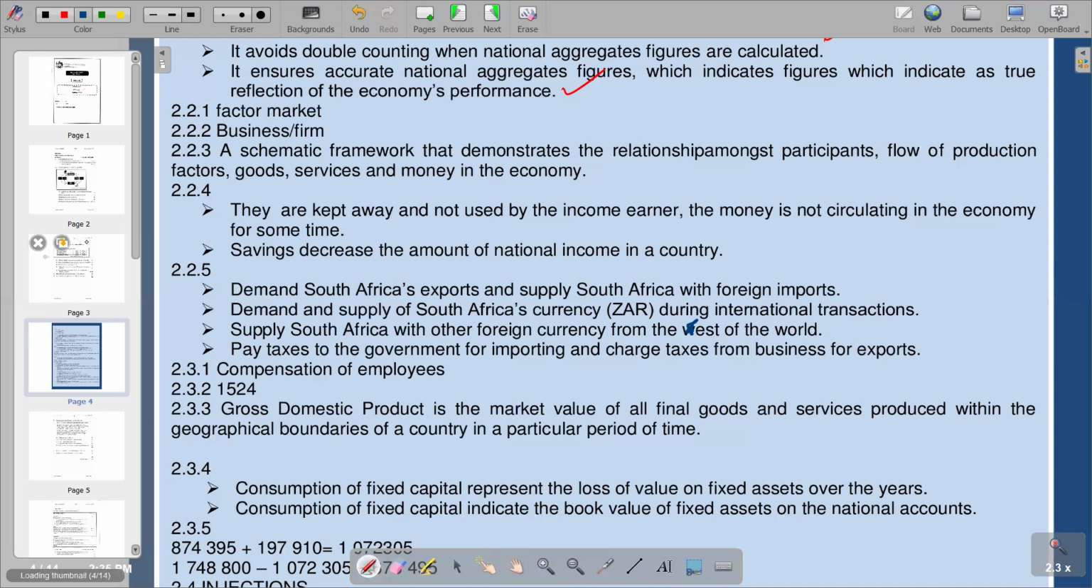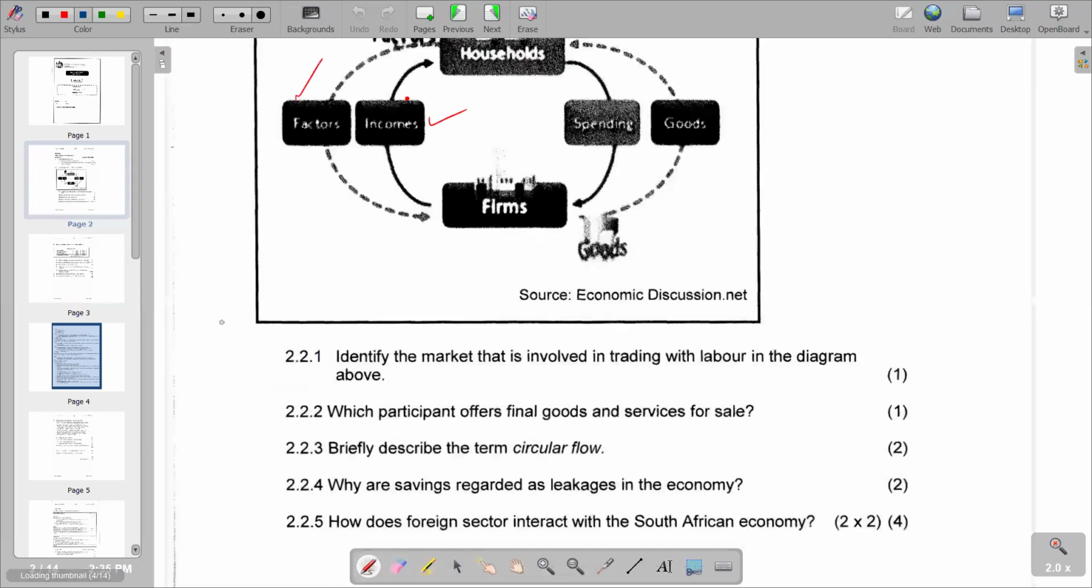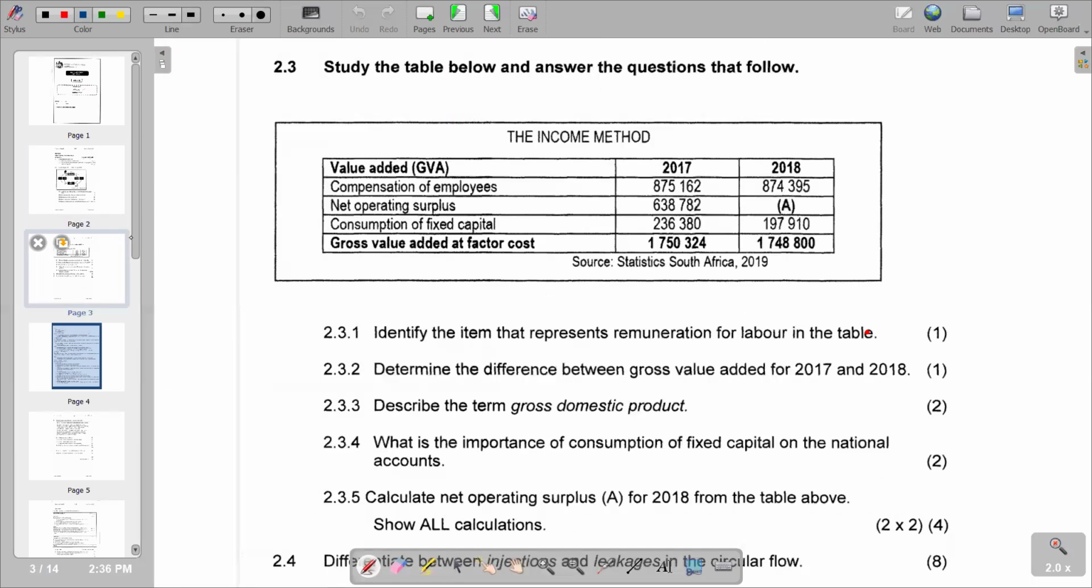Then we go to the next part of our question. We have now 2.3: study the table below and answer the questions that follow.